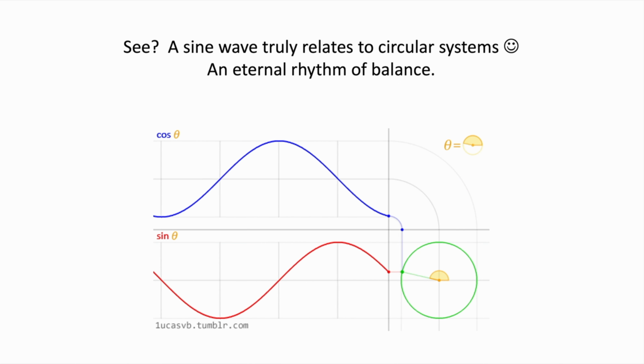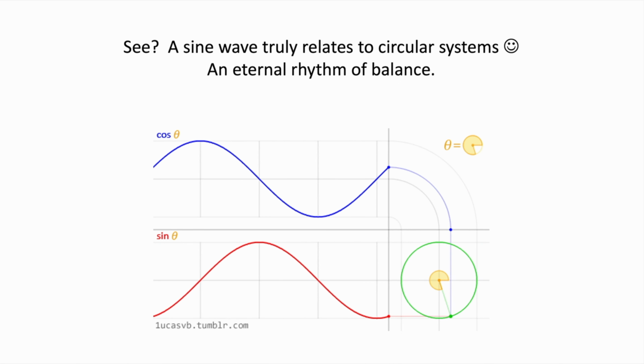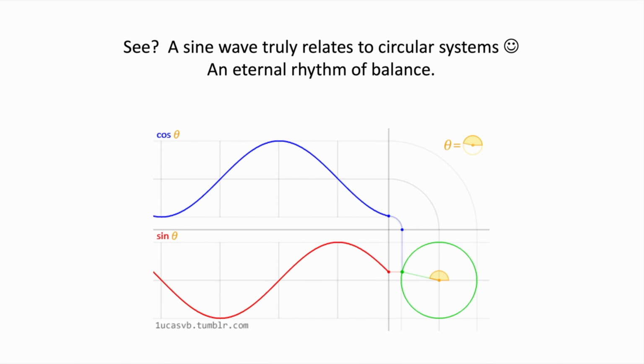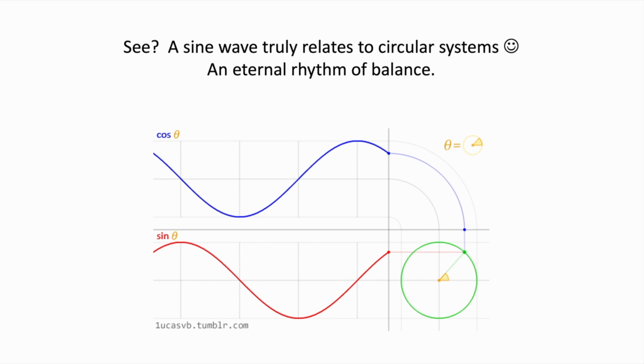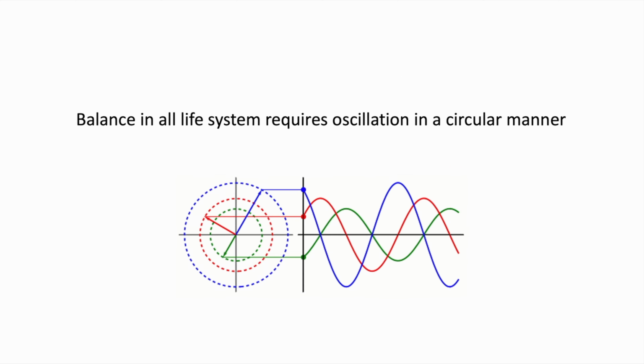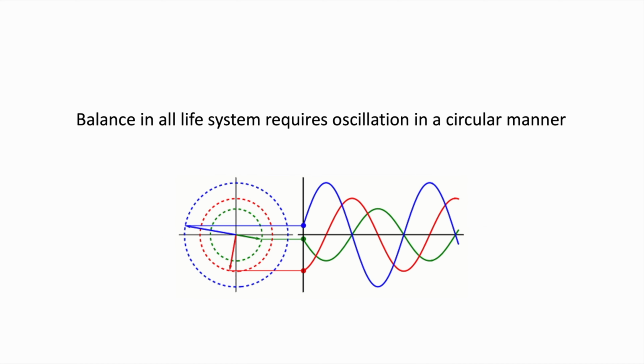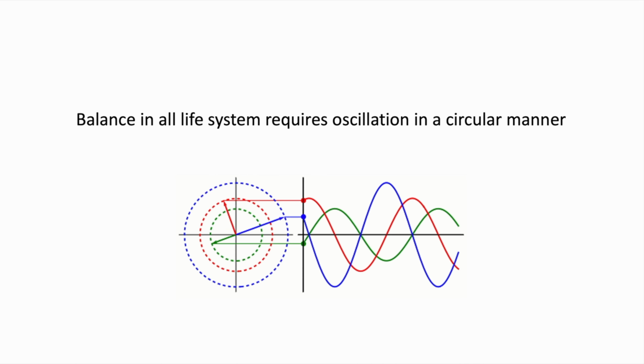This, graphed in a slightly different way, directly maps to a circle. Are you beginning to understand the term circular systems and how this is a system that, while always in motion, remains in balance? Balance in all life systems requires oscillation in a circular manner. Circular systems are beautiful and they're natural.